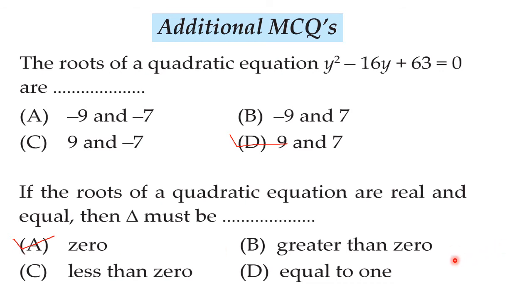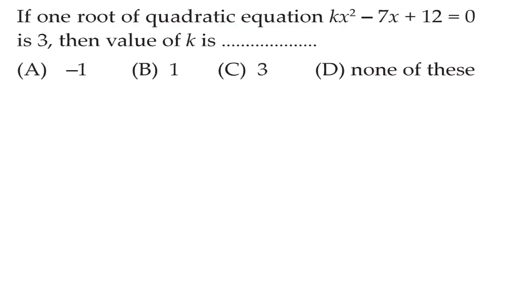Now let's go further. If you are taking time to write, then you can simply pause the video and write. Next, if one root of quadratic equation kx square minus 7x plus 12 is equal to 0 is 3, then the value of k is. Okay, so this is an important question. You know that such a question can come for 2 marks also. It can come as an activity also, and it can come as an MCQ also.